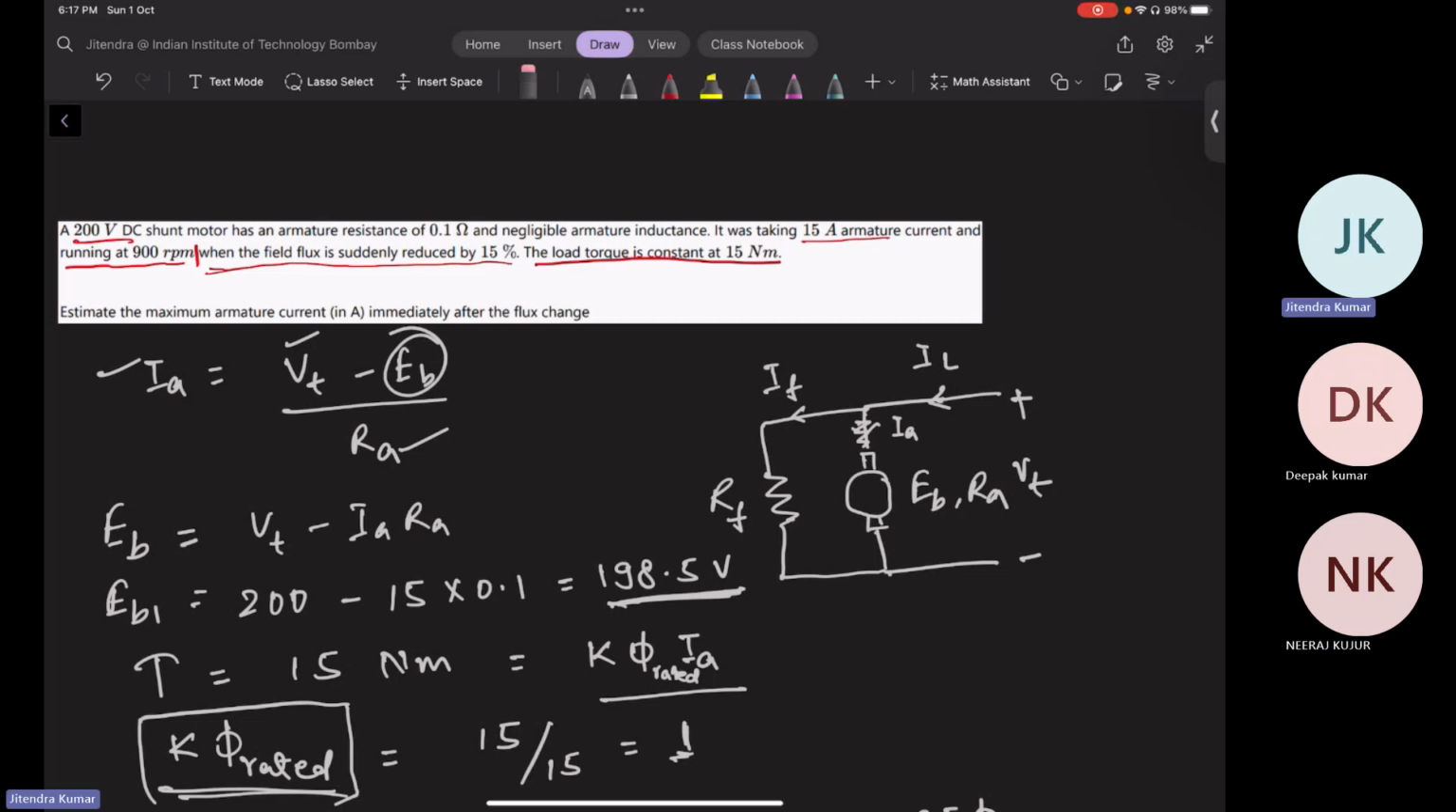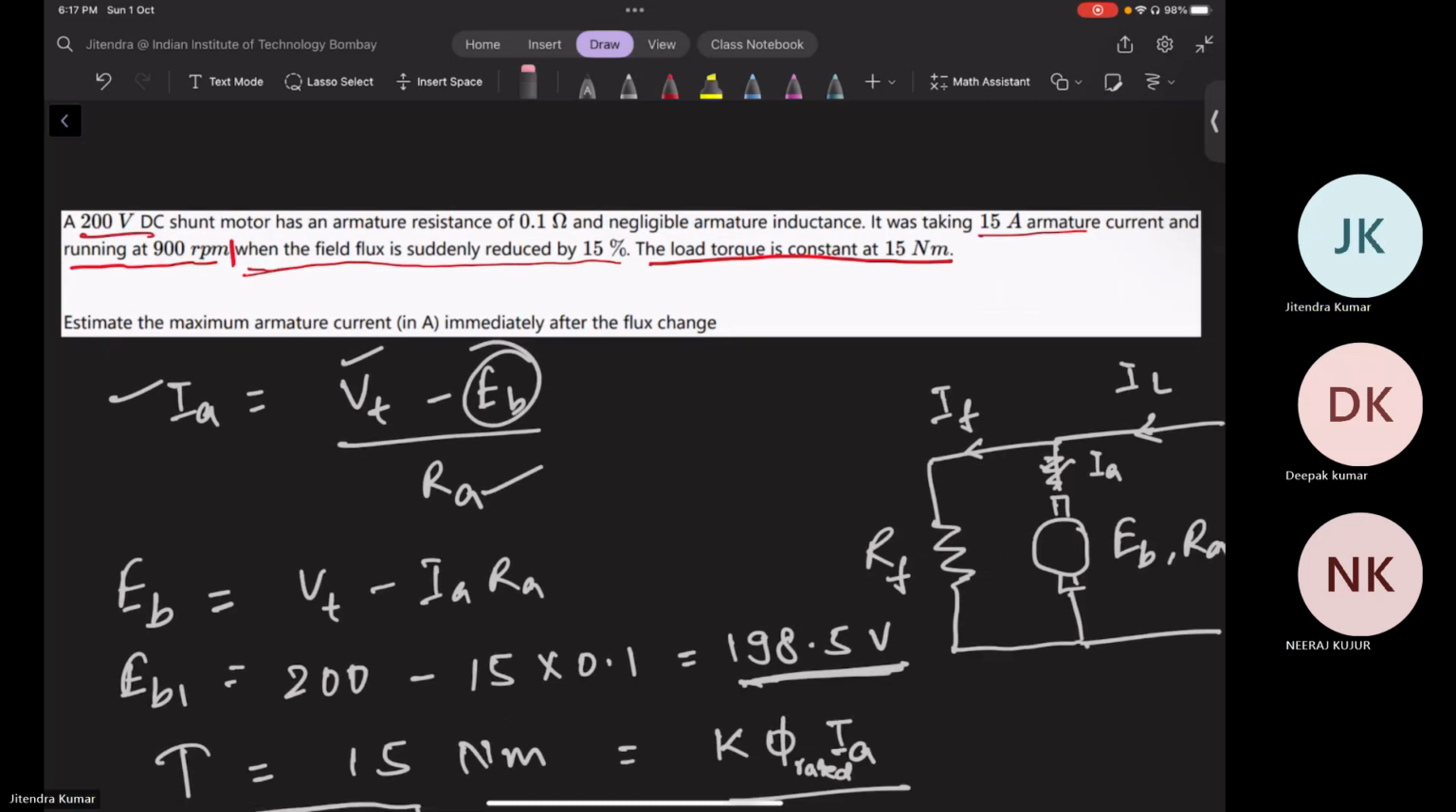Since your rotor is running at 900 RPM, and that's why the terminology is used here, suddenly reduced. Okay, suddenly reduced. So it is asking about transient condition, not about steady state. In a steady state, we will see what will happen in the same problem. But in transient, your field flux is suddenly reduced, but your rotor speed will not be suddenly reduced. It will take some time to come down to that value. And during that transient, your motor will draw huge current. To prevent that huge current, we use such a resistance limiter, right?